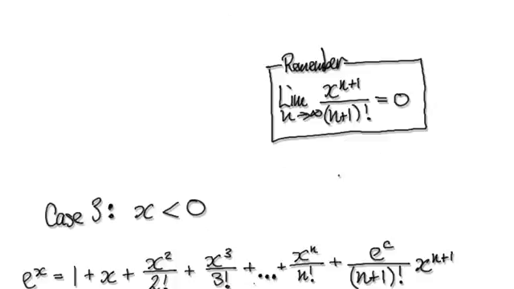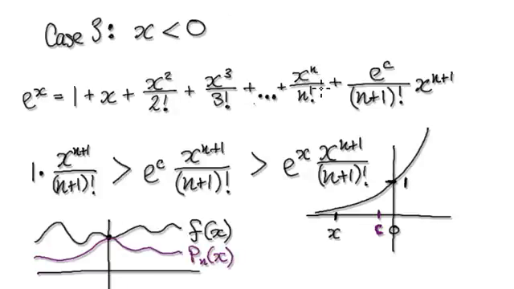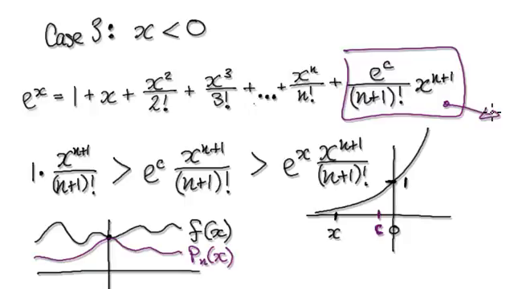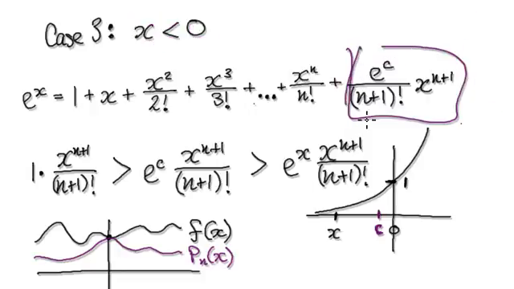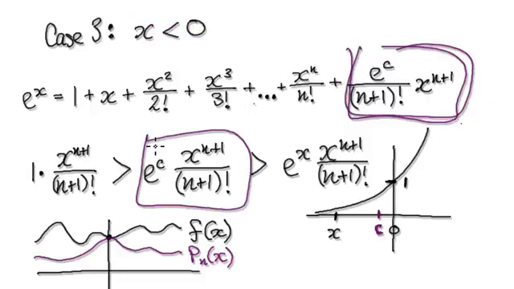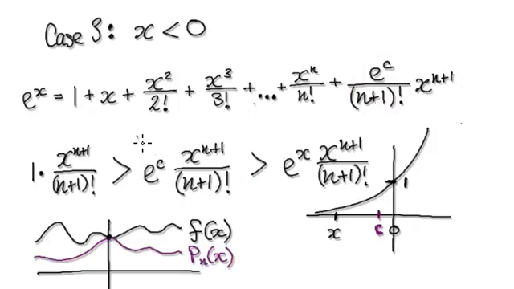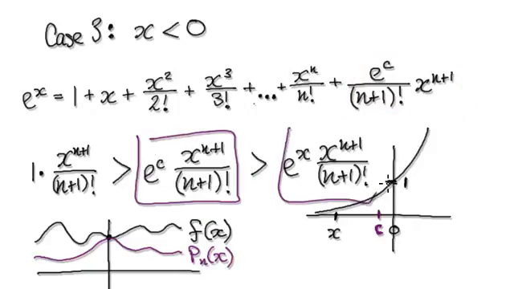Following on from some of the earlier videos, we now need to look at case 3, where x is less than 0. So we need to show that the remainder heads towards 0 as n heads towards infinity, for the case of x being less than 0. So we need to show that this heads towards 0. So this is exactly the same as this. So now let's look at this and this.